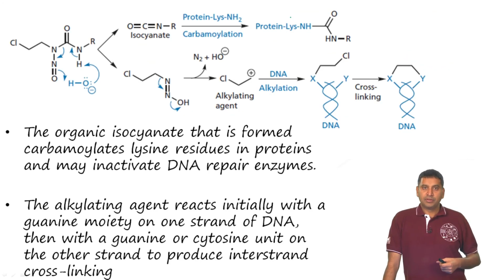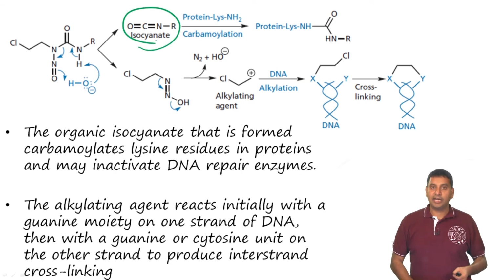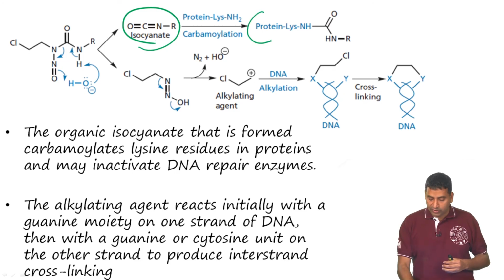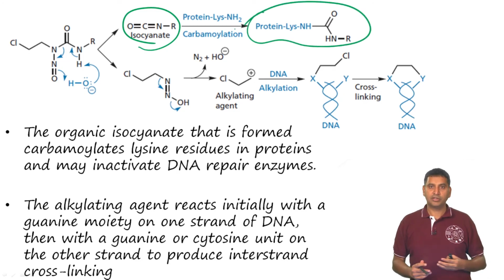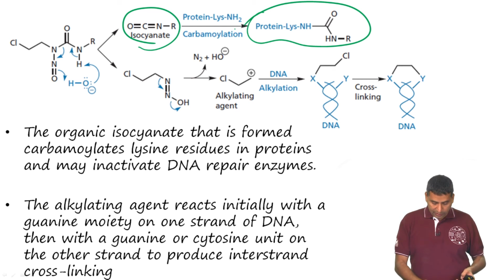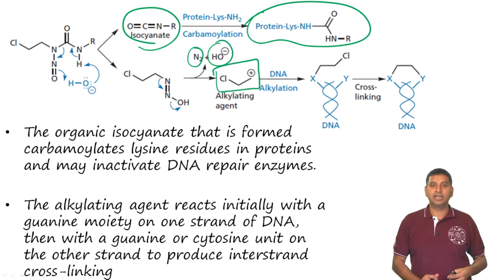So, let us look at the mechanism. This nitrosourea undergoes decomposition to produce an isocyanate, R N double bond C double bond O, and isocyanates are known to react with lysine residues of proteins. Once it reacts with lysine residues of protein, it is an irreversible process and it forms a urea derivative. The other part of the molecule produces a species which can then generate nitrogen and hydroxide ion and produce a highly reactive alkylating agent. This alkylating agent can then interact with DNA and produce a cross link.